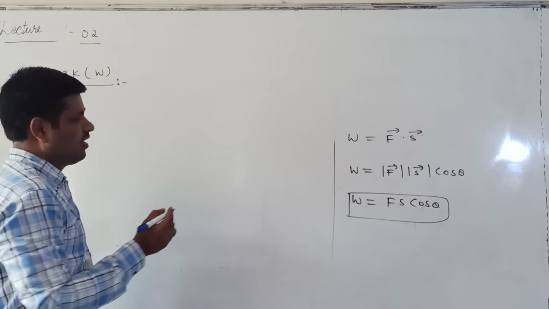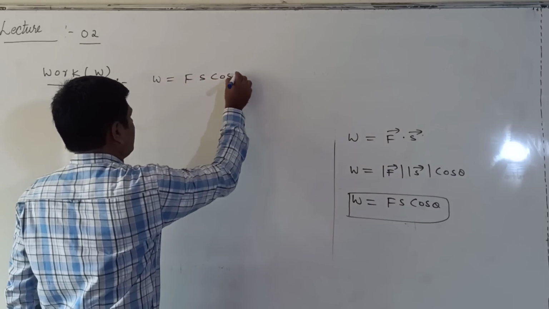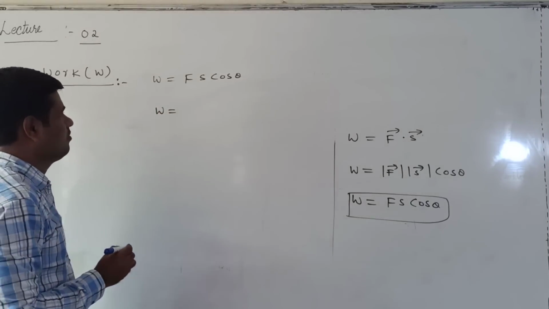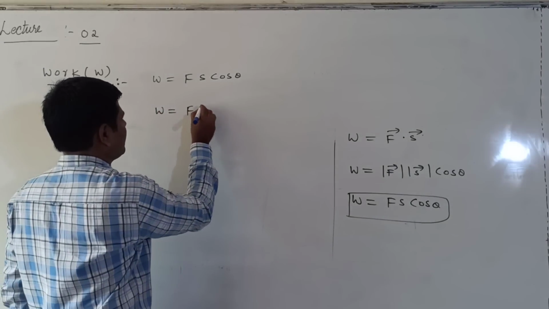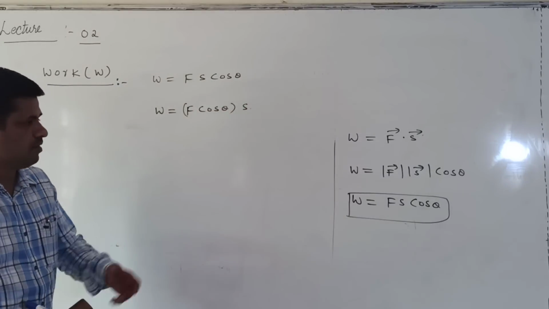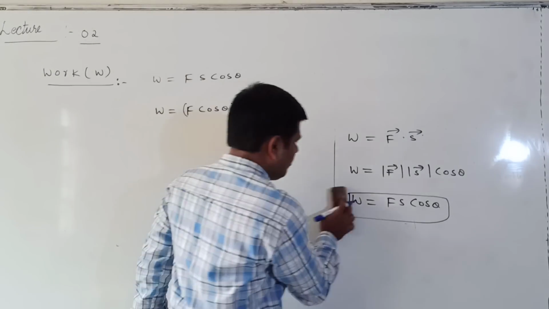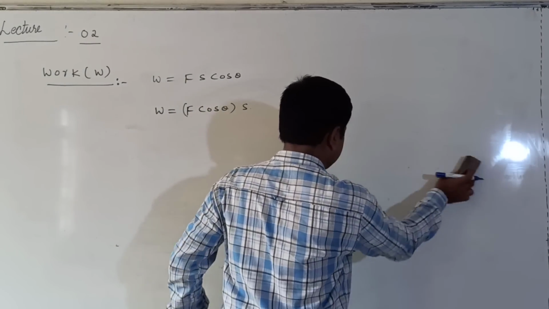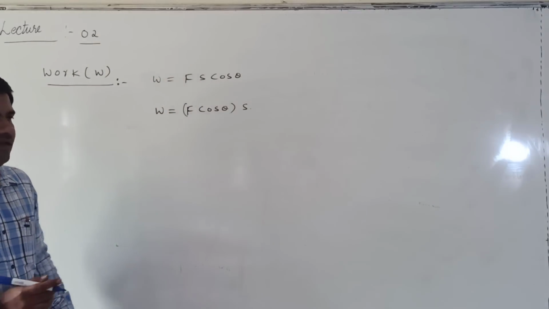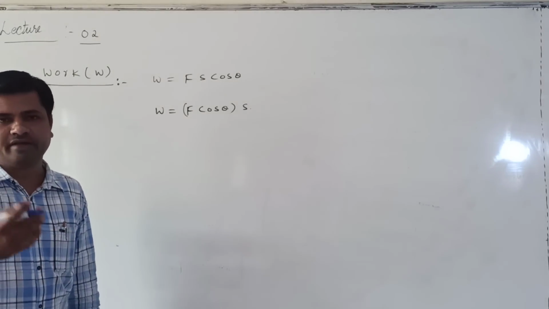Listen here. Now work is equal to, we know that formula, F S cos theta. Now work is equal to F S cos theta. I am writing like this: F cos theta into S. We write like this also, because F cos theta I am writing here, remaining is S. Now here, this is F cos theta into S we are writing here. Here how to define? We are using this formula to define the work done.